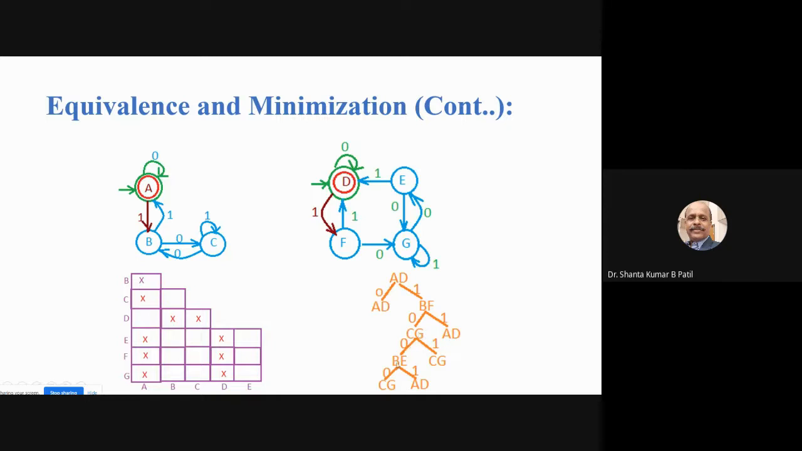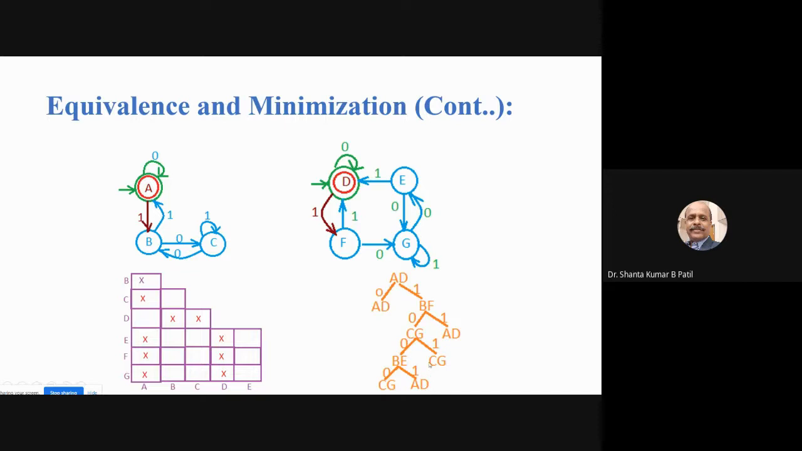C G on 0 is B. Locate the B, it does not have a cross mark. C G on 1 is C G. Repetition is there for this C G. Hence, no more branches for this C G. B E on 0 is C G. C G does not have a cross mark. B E on 1 is A D.